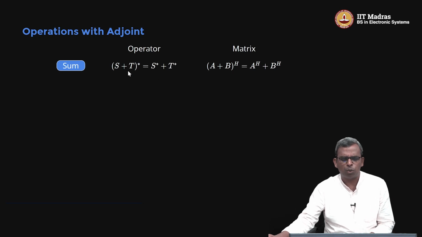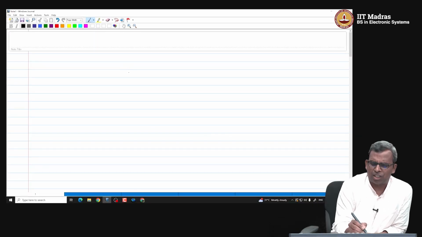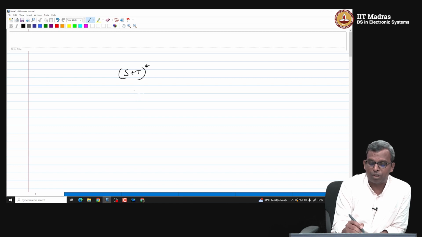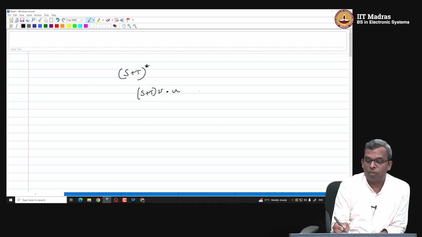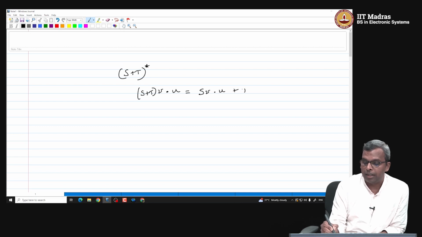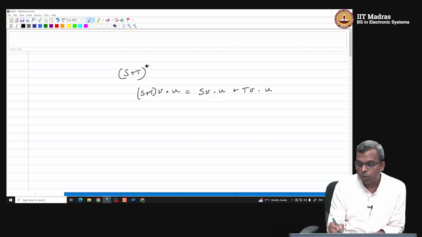It is very easy to prove. The way you prove these things is actually very easy. I want to find the adjoint of S plus T, so I will look at the very basic definition of the adjoint. What do I want? I will look at S plus T acting on V, dot U. I have to eventually write it as V dot something. Now, by just basic linearity, this is the same as SV dot U plus TV dot U. And now you use your adjoint here.